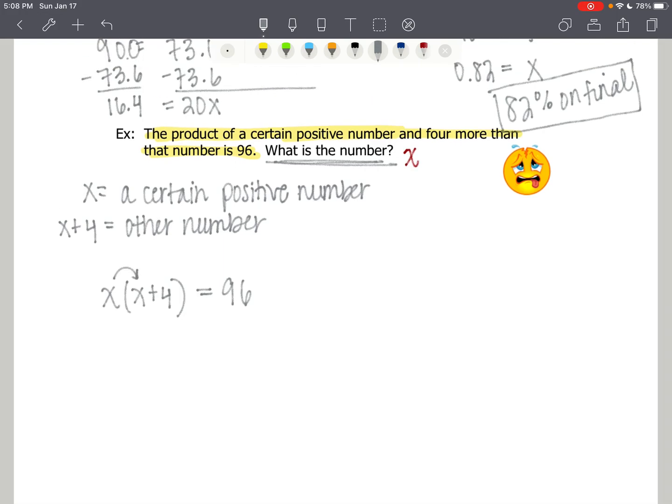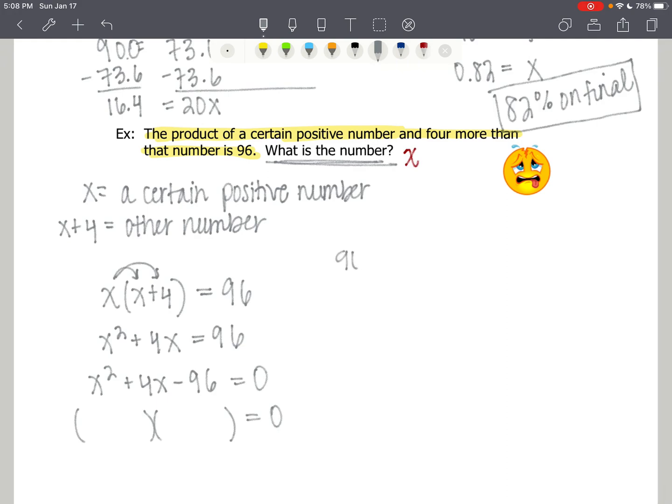So here we can distribute. We only have one equation because we have one variable. x squared plus 4x equals 96. We're going to subtract 96 from both sides. And then I need to factor, so that we can use our zero product property.